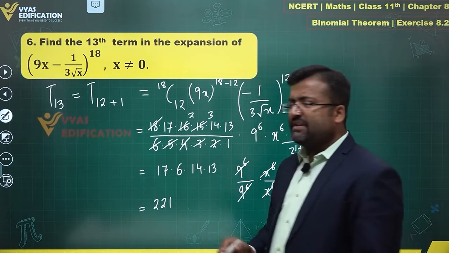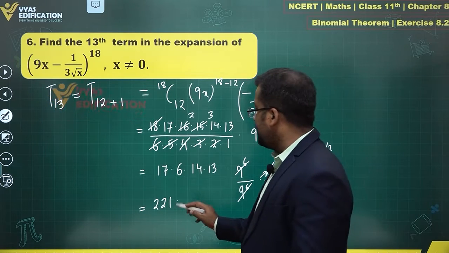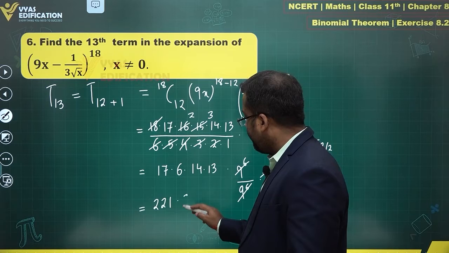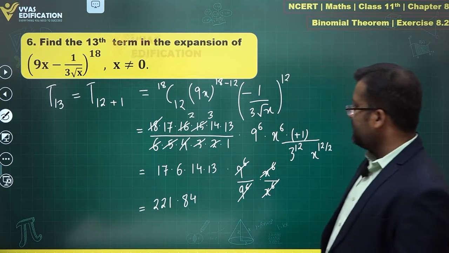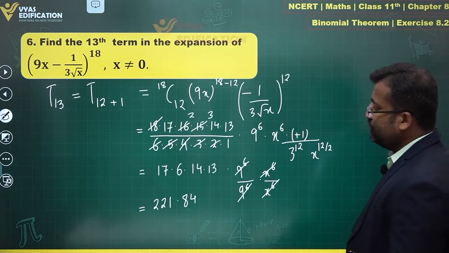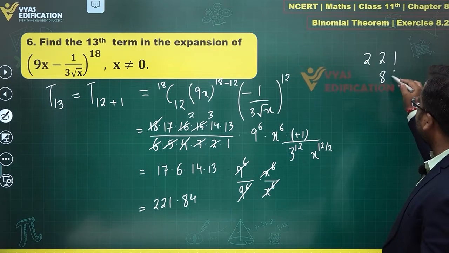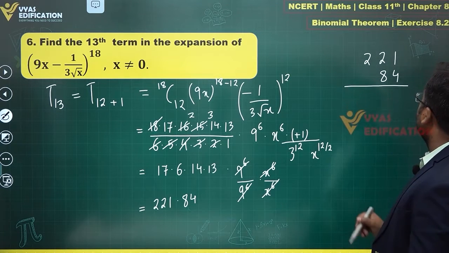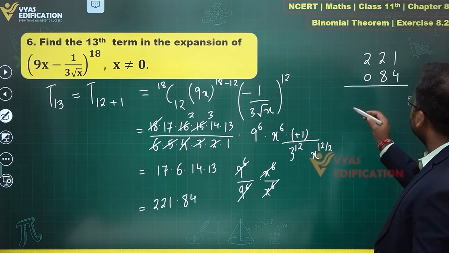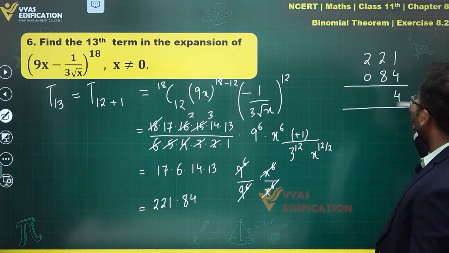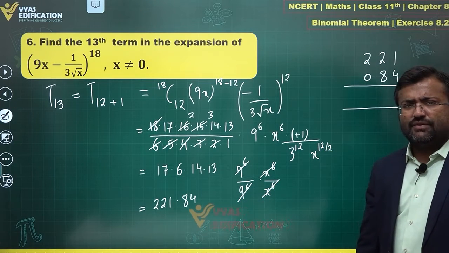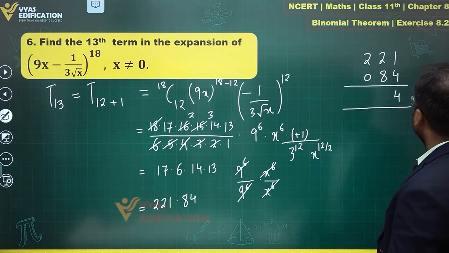And what is 14 times 6? Now that's simple. 14 times 6 is 84. Yes, this is 84. And 84 times 221 is what we are supposed to find now. Let's multiply them together. 221 times 84. And how do we multiply them together? This is 4 times 1 is 4. 4 times 2 is 8. 8 times 1 is also 8. 8 plus 8 is 16.